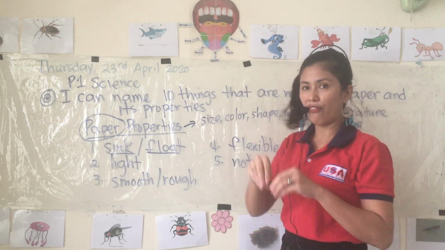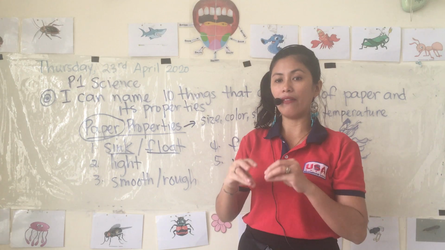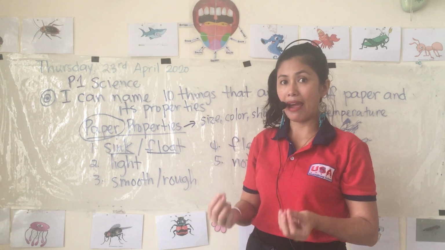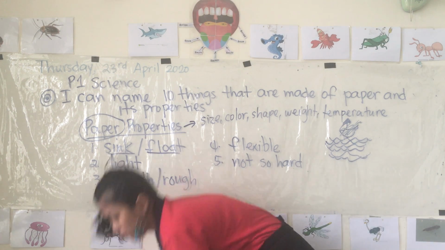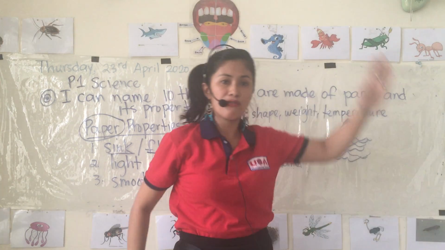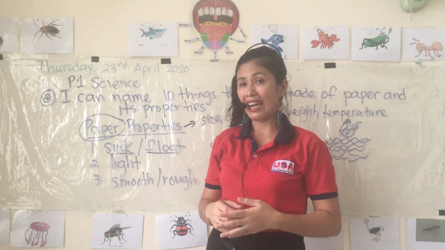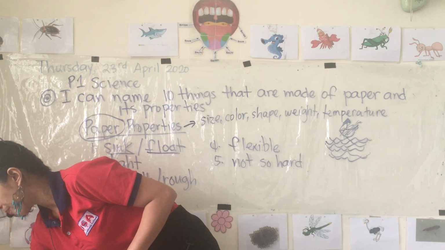Okay, and what else? Paper also is flexible. So when we say flexible, it is the ability of a material that can bend, just like if teacher will bend, touch her toes, raise up high, go to the side. That's flexible, meaning you can bend.